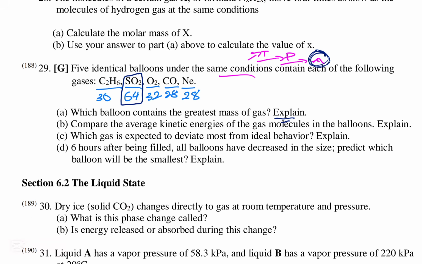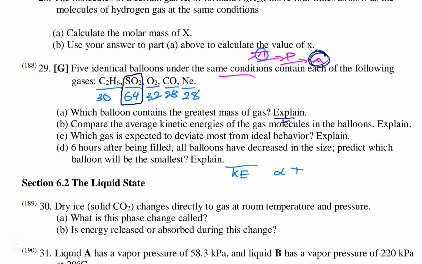Now compare the average kinetic energies of the gas molecules in the balloons. Because they're all under the same temperature, and we know that the average kinetic energy is directly proportional to the absolute temperature, you will say they all have the same kinetic energy because they are all at the same temperature.